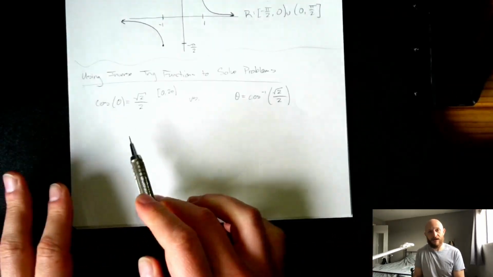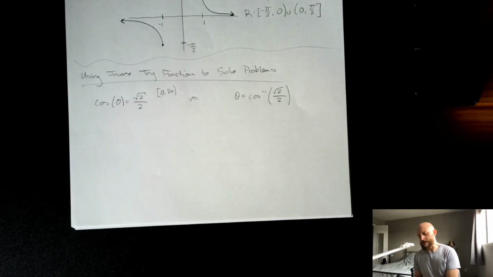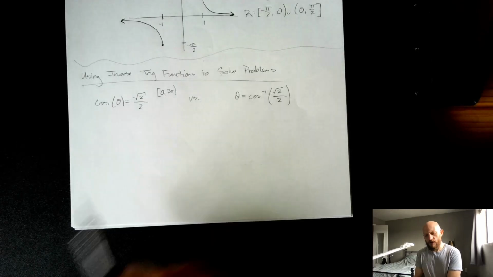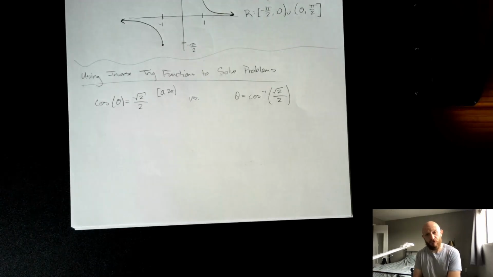Because cosine theta equals root 2 over 2 just on its own actually has infinite solutions. I guess we could write those out as well, but for the sake of what I'm trying to demonstrate, just assume that we want to know for what values of theta in 0 to 2 pi is cosine of theta equal to root 2 over 2. So take a second, pause the video if it's not obvious to you, and answer that yourself. For what values of theta is cosine of theta equal to root 2 over 2?